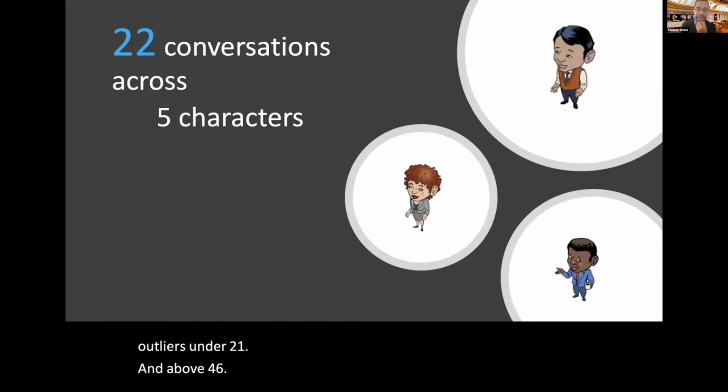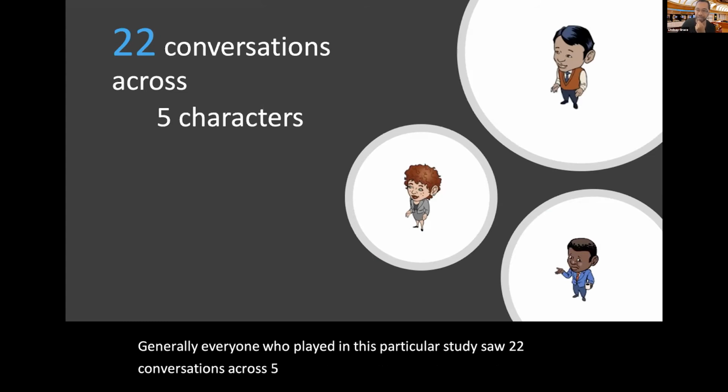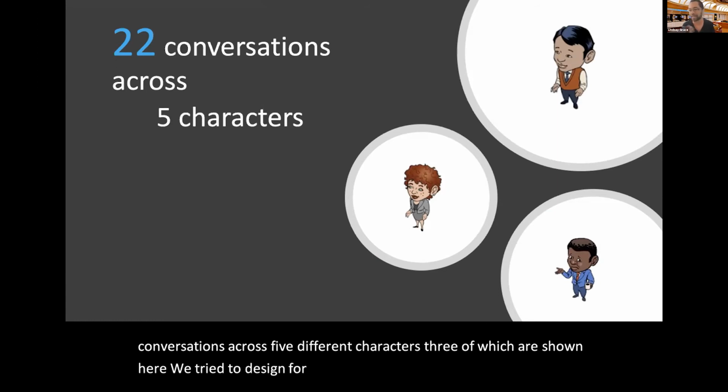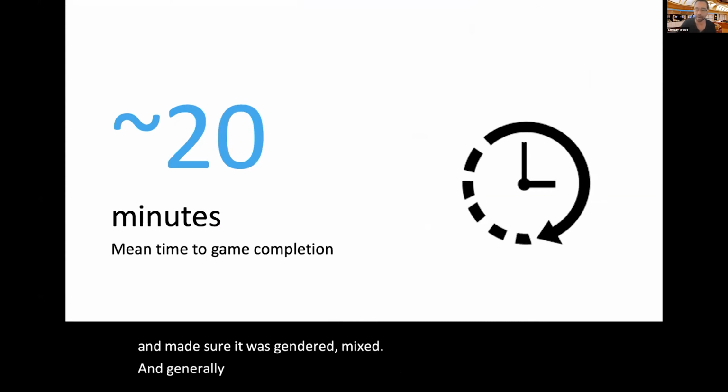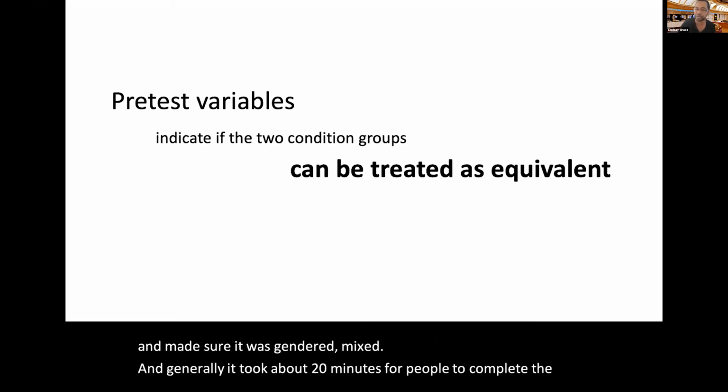Generally, everyone who played in this particular study saw 22 conversations across 5 different characters, 3 of which are shown here. We tried to design for a variety of ethnic identities as well, and made sure it was gender mixed. And generally, it took about 20 minutes for people to complete the game. The results are as follows.